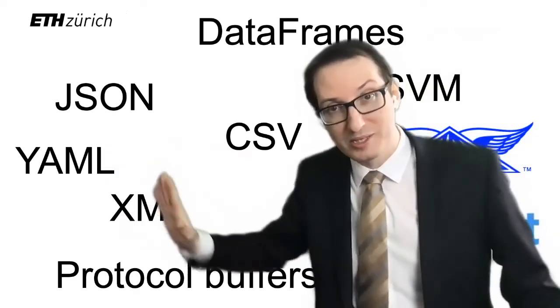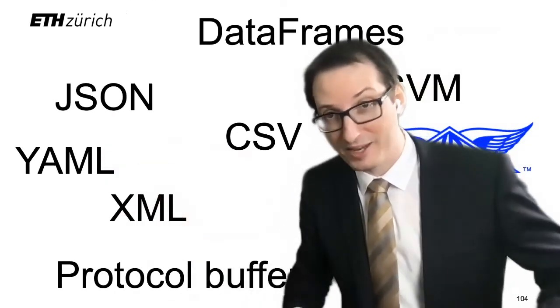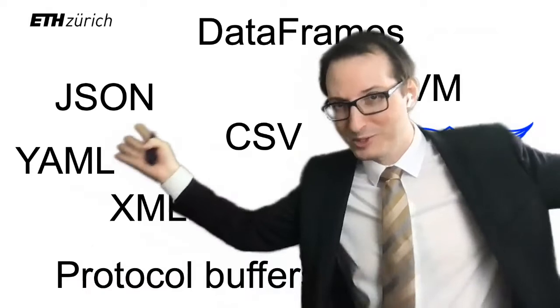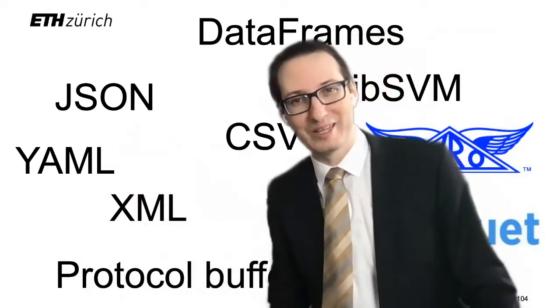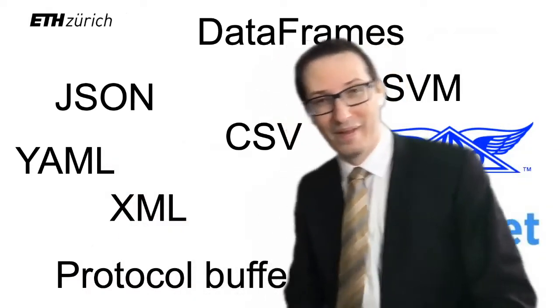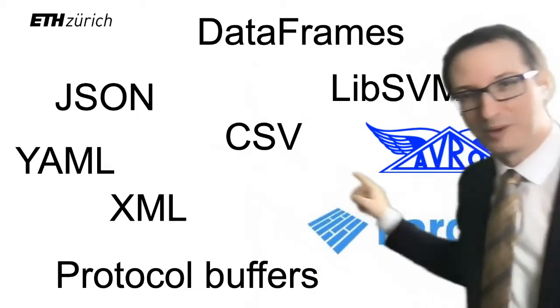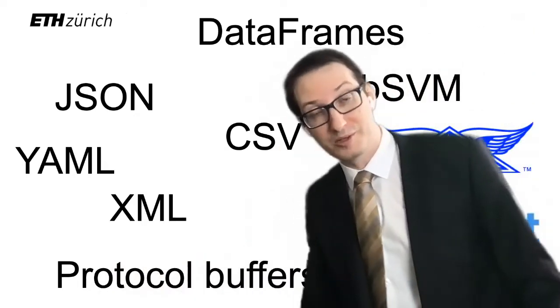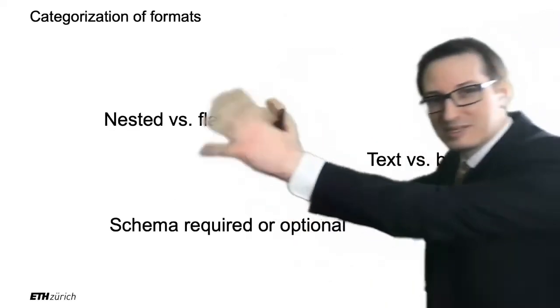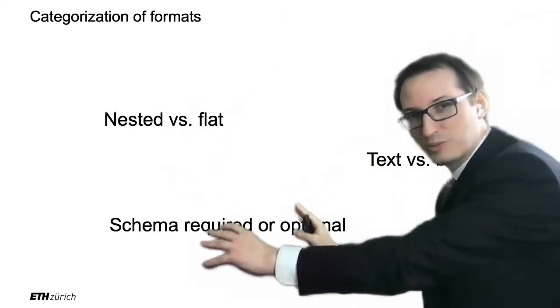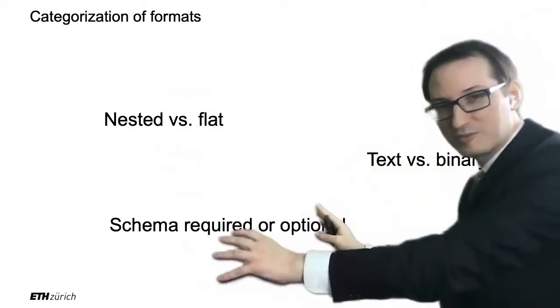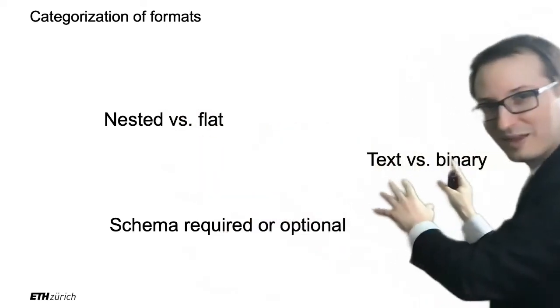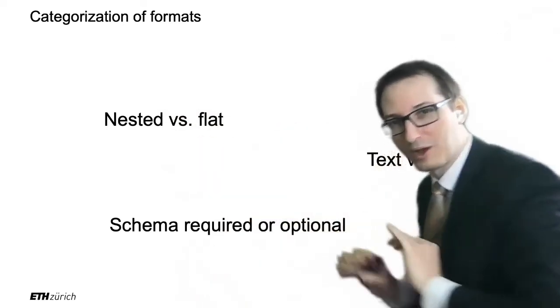JSON or XML doesn't need a schema. If you don't want a schema, that's fine. You can just store an enormous mess of JSON and XML data without any schema, and that will work. But with CSV, you need a schema. With Parquet, you need a schema. With Avro, you need a schema. With protocol buffers, you need a schema, right? So basically, these are the 3 dimensions against which you can remember these formats: nested or flat, text or binary, schema required or optional.